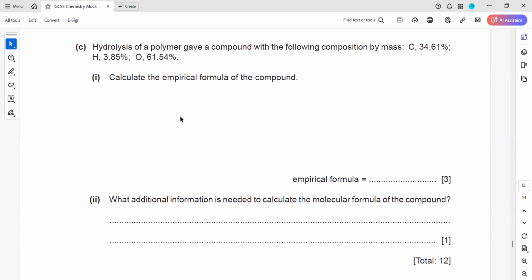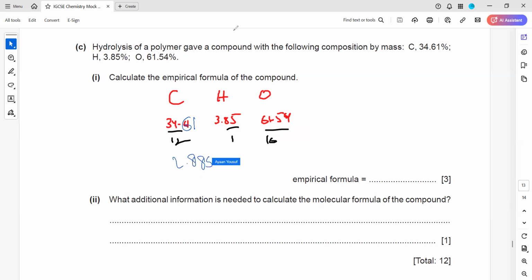Then, for a compound, we have carbon, hydrogen, and oxygen. Carbon is 34.61, hydrogen is 3.85, and oxygen is 61.54. Divide by atomic mass. So we divide this by 12, we divide this by 1, and we divide this by 16. So 34.61, 3.85, and 61.54.